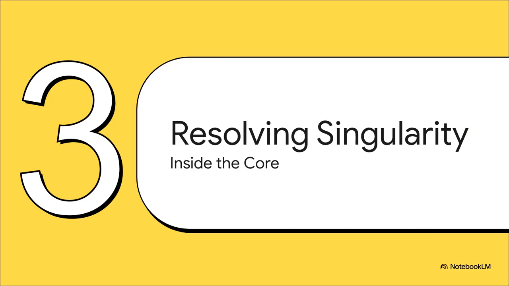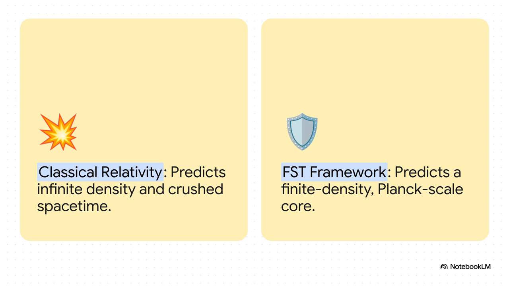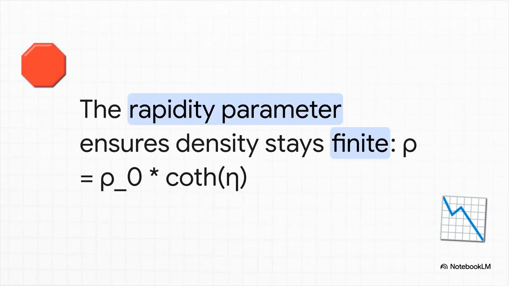Okay, part 3, resolving the singularity. When you put the old classical physics side by side with FST, it's a stunning mathematical triumph. Instead of matter hopelessly collapsing into an infinitely dense point, FST actually uses the universe's natural constraints to prevent a singularity from ever forming in the first place. The physical crush literally caps out. FST replaces that impossible singularity with a highly compressed, but very much finite, Planck scale core. So look at this equation right here.